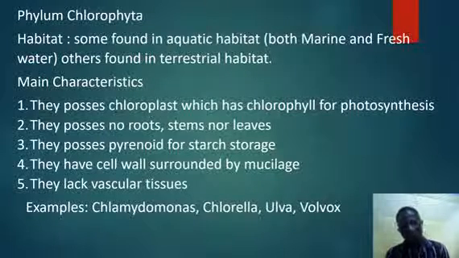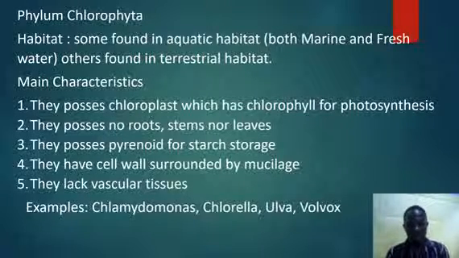Let's look at the main characteristics of organisms in this particular phylum. They possess chloroplast that has chlorophyll for photosynthesis. As the name suggests, phylum Chlorophyta tells you that they have chlorophyll, so remember that they can undergo photosynthesis. Number 2 is that they possess no roots, no stems, no leaves. So they are not plants. Let's take note of this one.